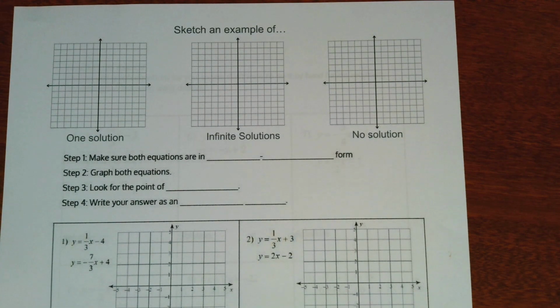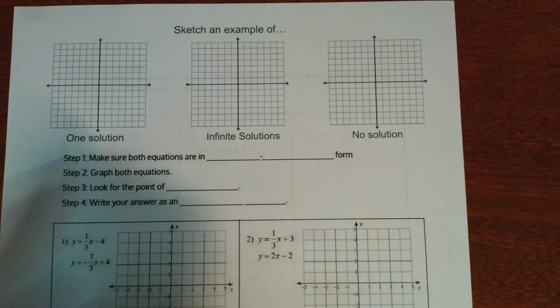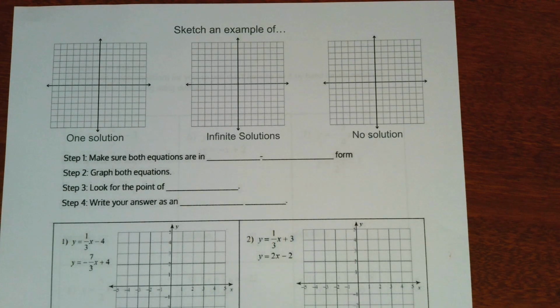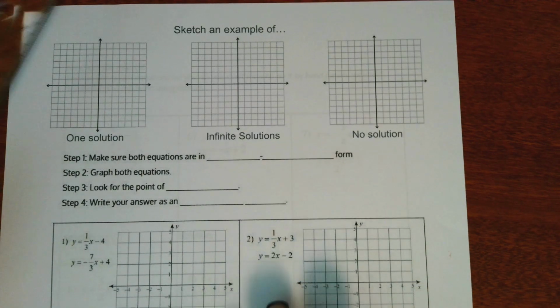All right, now this does not have to be specific. It's very general, so we want you to make your own sketches. They don't have to be identical to mine. So first one is one solution. One solution means we are going to take two lines, and when we draw the two lines, they are only going to touch once.